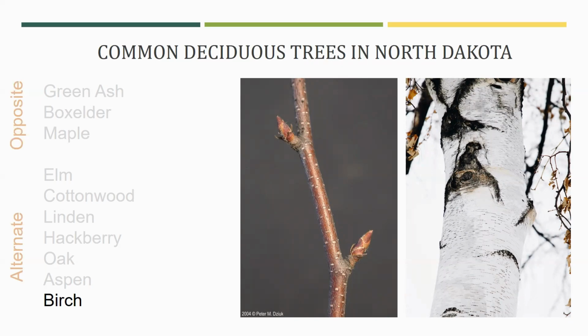You could use it as paper. That's what indigenous communities would use it for many times. And the thing that I like to highlight is that our birch trees often have these horizontal lines on both the bark and on the twigs. They're called lenticels. And it's just another way for the tree to exchange air in and out.